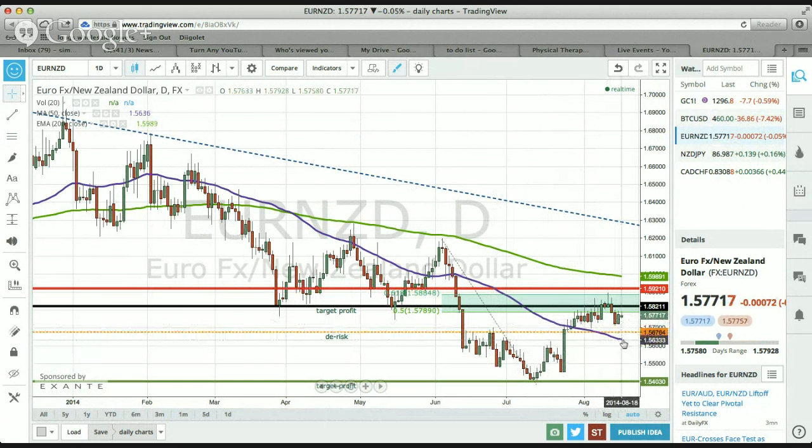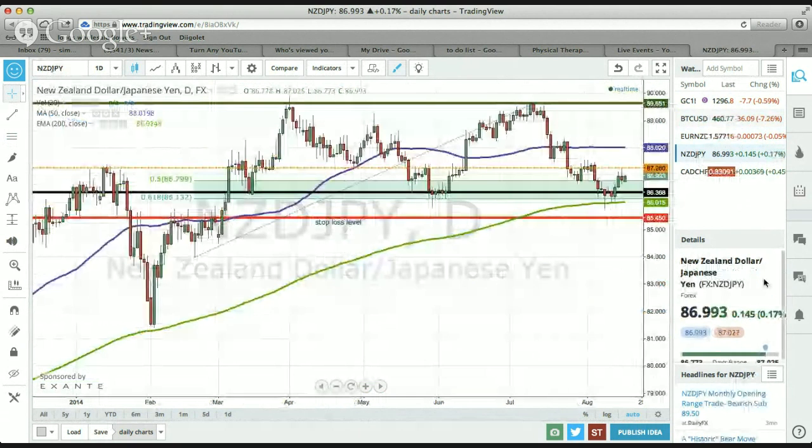So if we can close below that support level, then I'll move my stop from 59.21 down to 58.21. That trade will have been de-risked, so I won't be losing any money on that trade anymore. Right now, I still have capital at risk. If the market spikes all the way up to 59.21, I'll get taken out for a bit of a loss. That's Euro Kiwi.